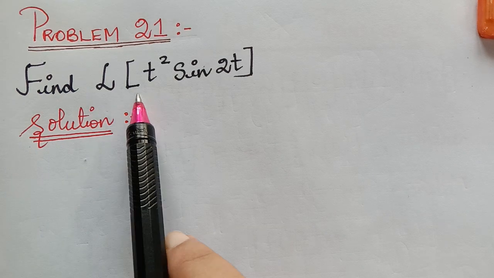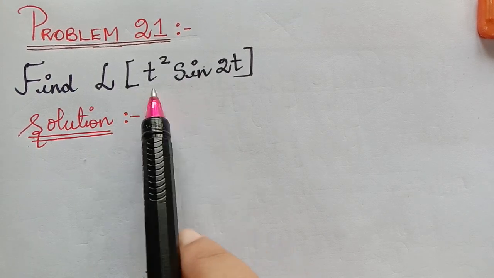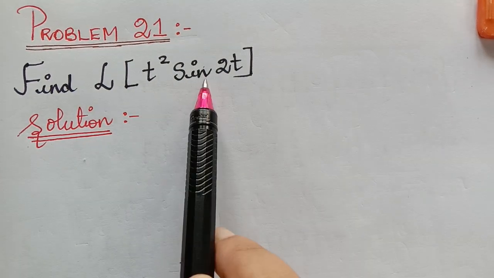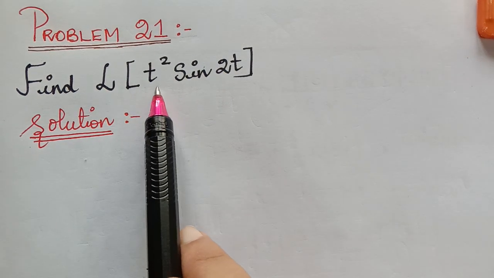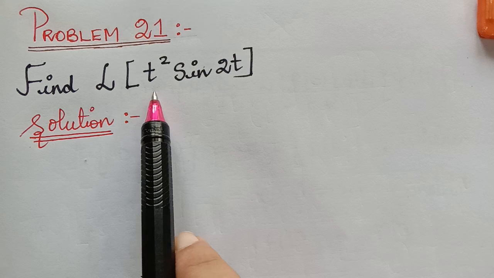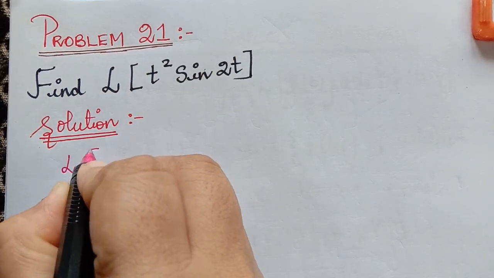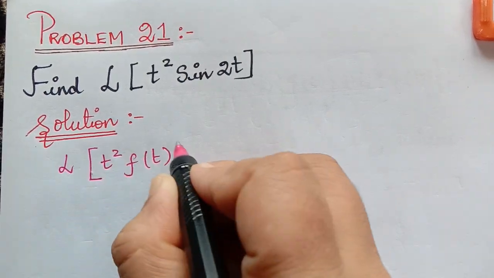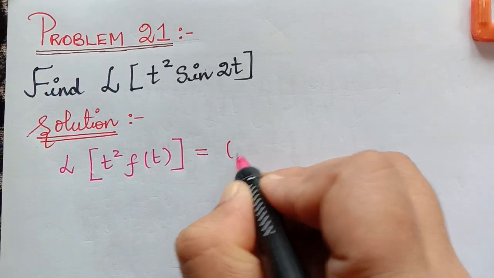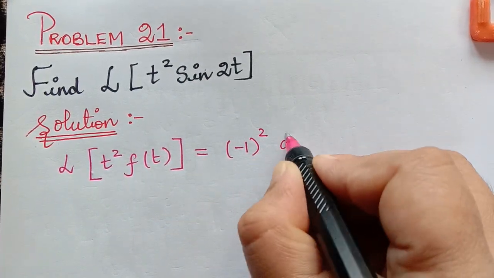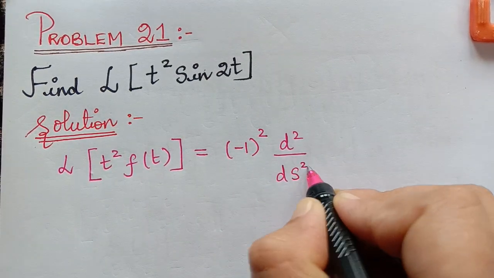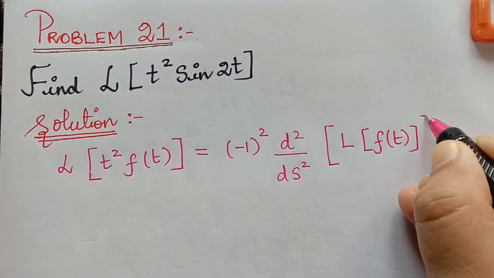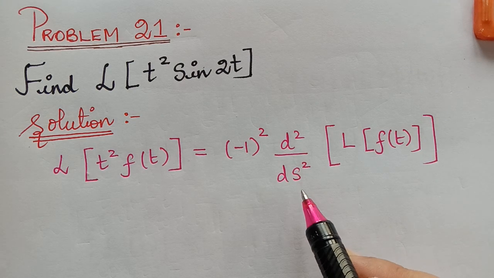Previously we have learnt how to solve a problem when there is a product of two functions and one of the functions is t. Now here, this is again a product of two functions, but one of the functions is t square. So from the corollary of theorem 2, we know that the Laplace transform of the product of two functions where one of the functions is t square, that is t square f of t, is equal to (-1) the whole square d square by ds square of L of f of t. This is the corollary that we have learnt from theorem 2.